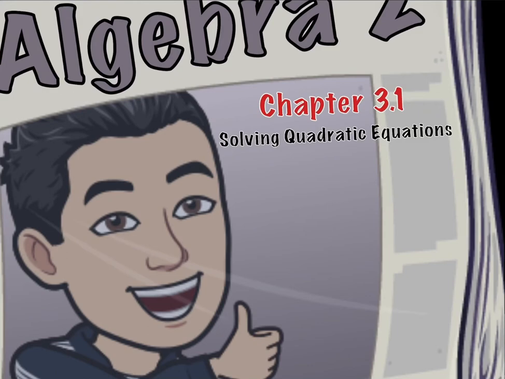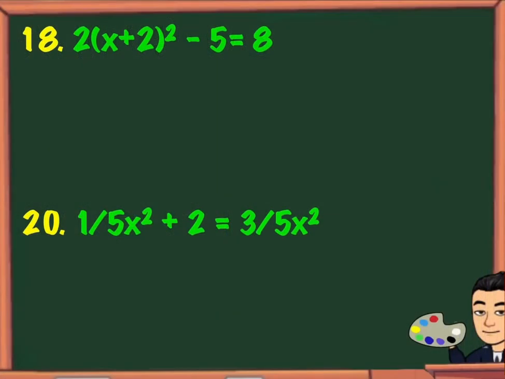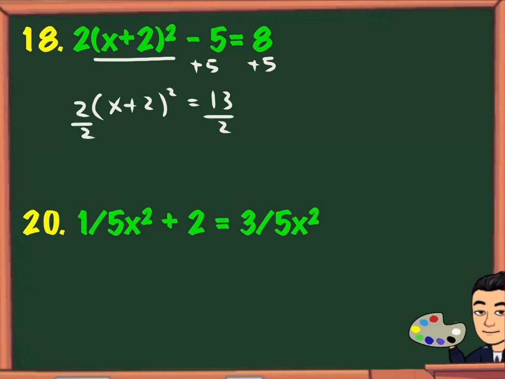Let's get started. Alright, so for number 18, in order to take the square root on both sides to solve the equation, we need to isolate the square of x plus 2. So the first thing we want to do is add 5 on both sides. This is going to give you 2 times the square of x plus 2 equals 13. And the next thing I want to do is divide by 2 on both sides. So now the square of x plus 2 is isolated, which equals 6.5.